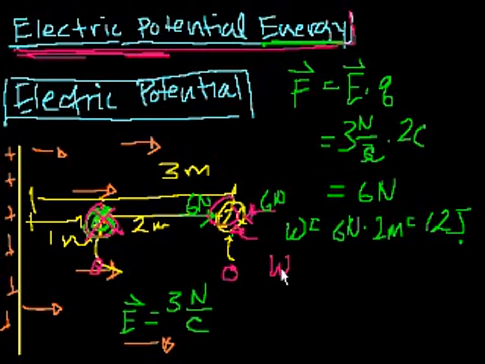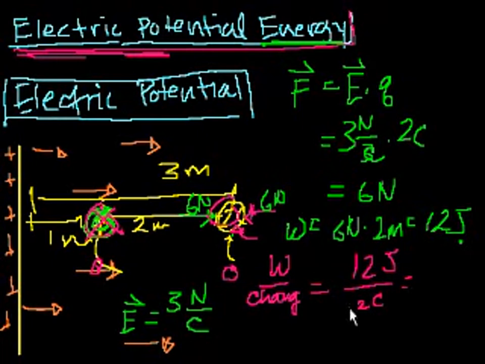But how much work did it take to move it from there to there per charge? Well, work per charge is equal to 12 joules per what? What was the charge that we moved? Well, it was 2 coulombs. So it equals 6 joules per coulomb. That is the electric potential difference between this point and this point.